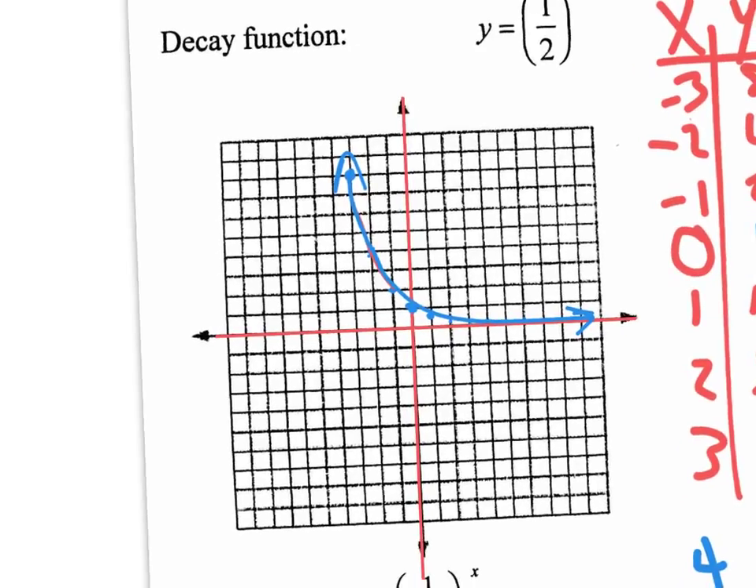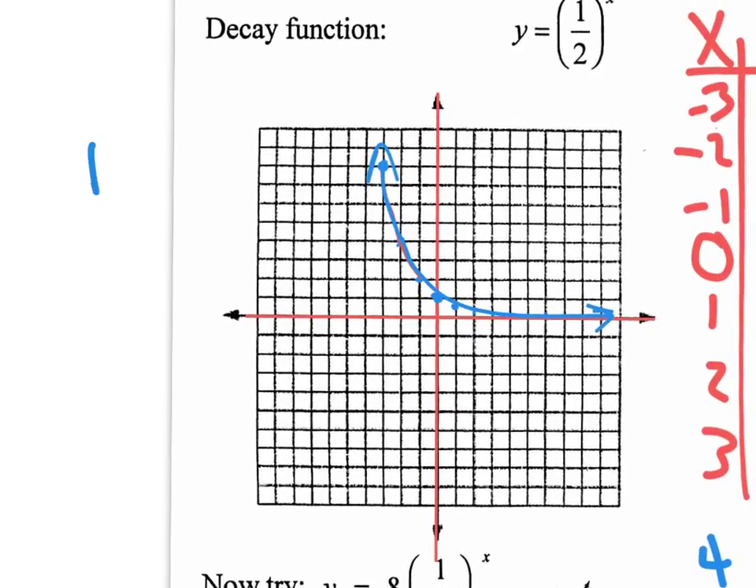Let's talk domain and range. Domain. What are the domain values? What are the domain values, guys? What are the x values? All real numbers. You could see that on the XY table. You know you could go -3, -4, -5. You could keep plugging in an infinite amount of negative numbers. You could plug in an infinite amount of positive numbers. So domain: x equals all real numbers.